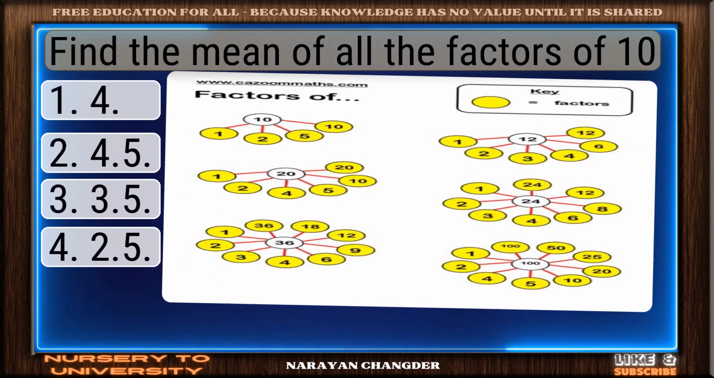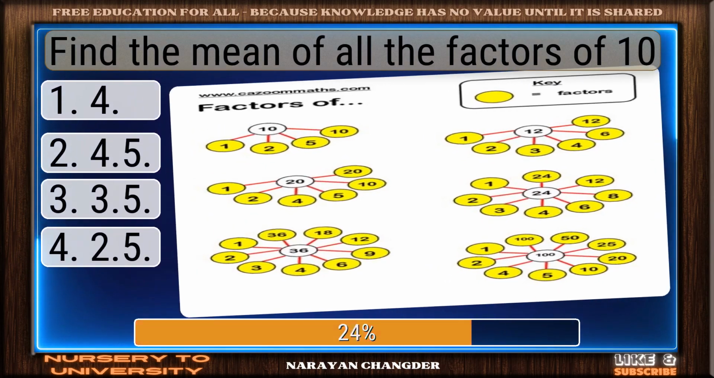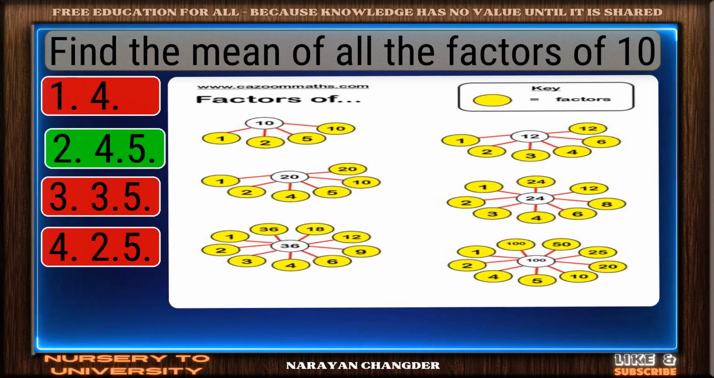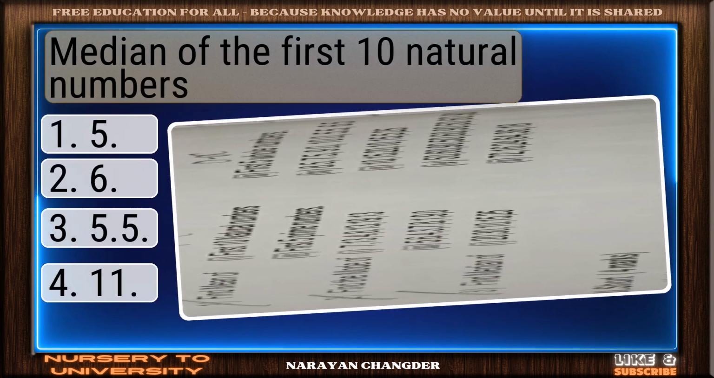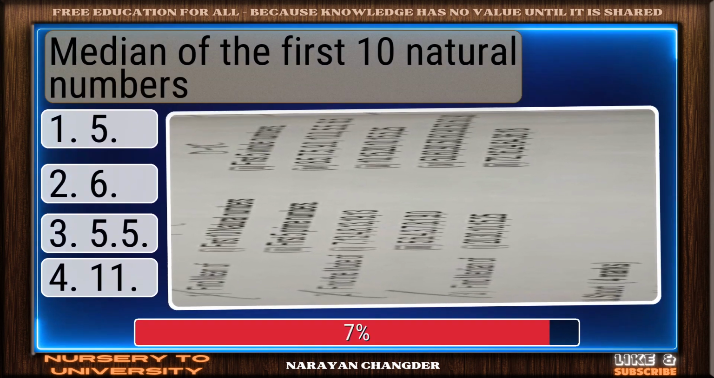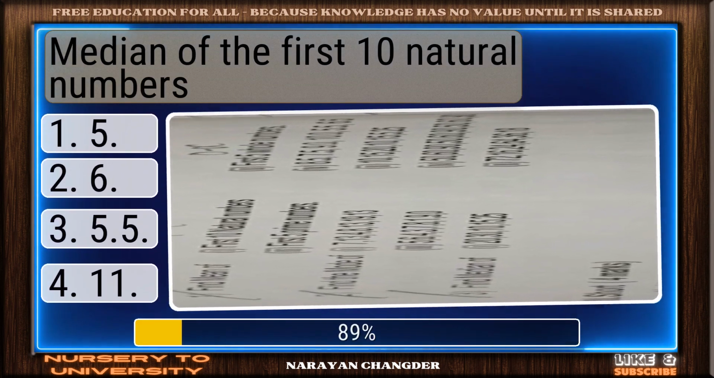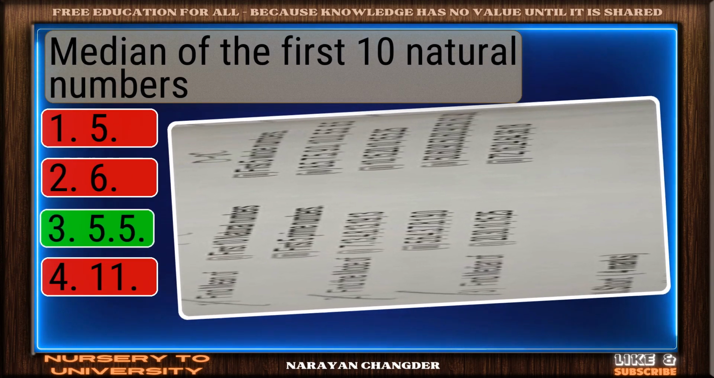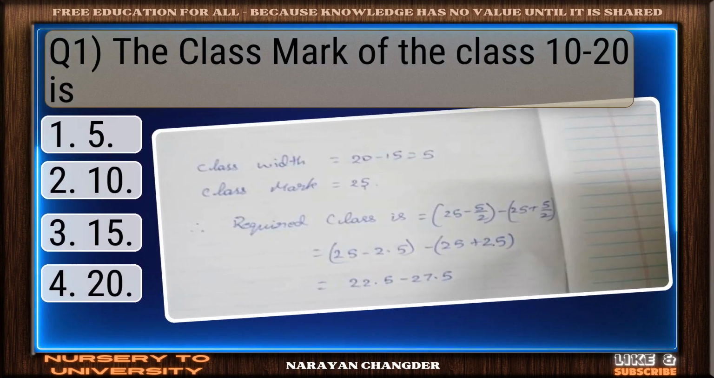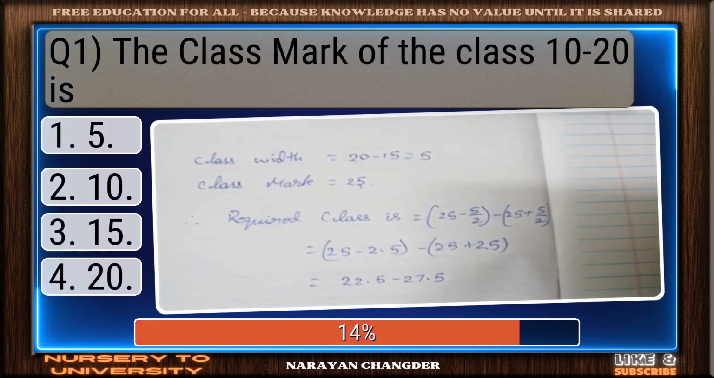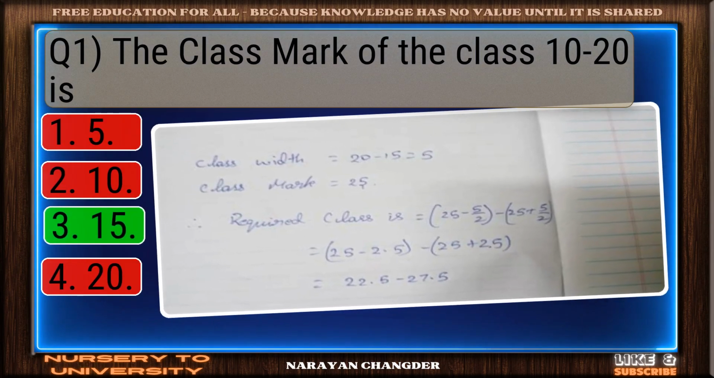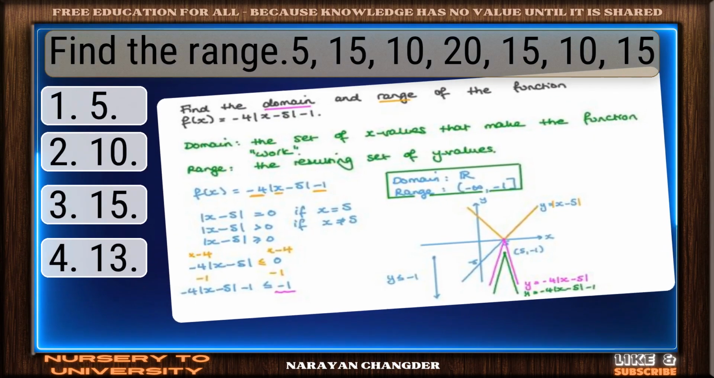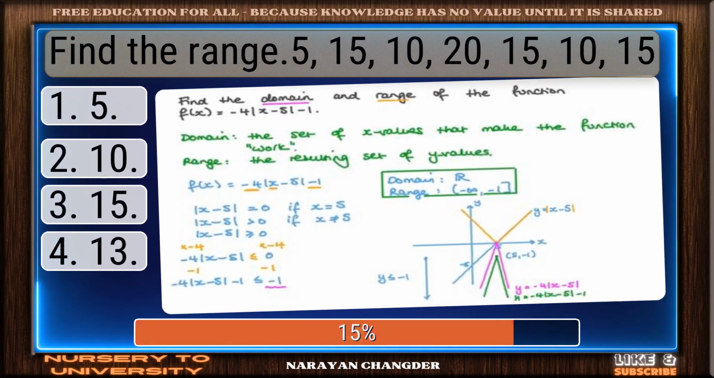Find the mean of all the factors of 10. Well picked. 4.5 is... median of the first 10 natural numbers. Sharp thinking. 5.5. Q1, the class mark of the class 10-20 is... 15 is solid. Find the range 5, 15, 10, 20, 15, 10, 15.